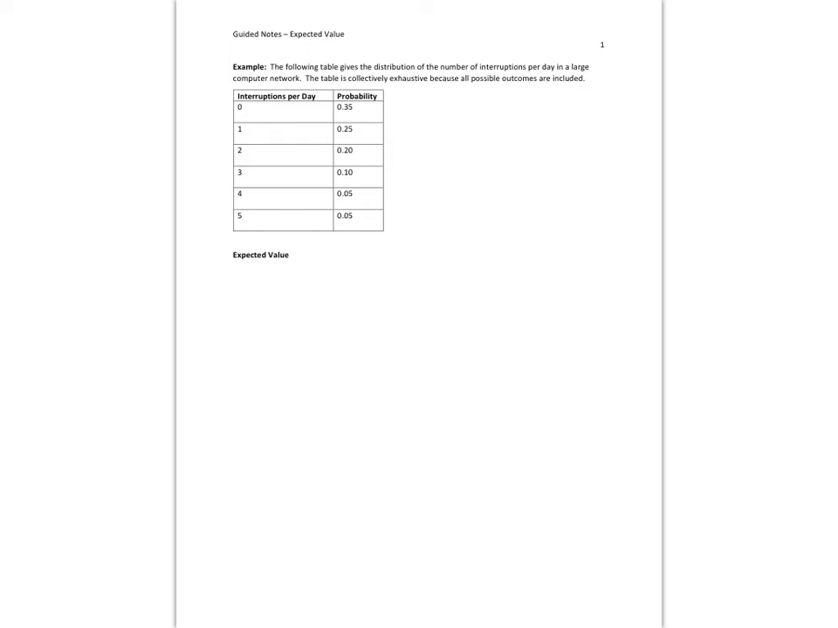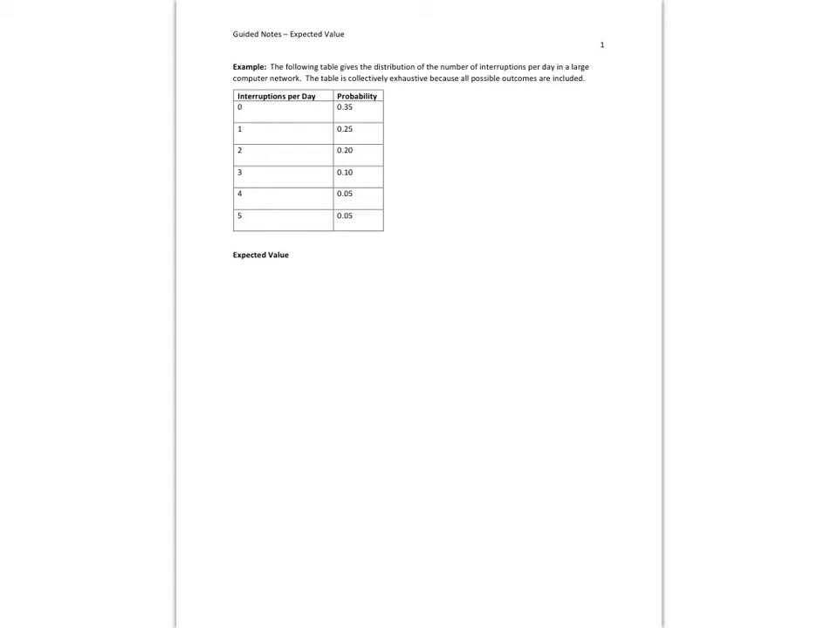Let's start by getting our formulas from the past video for expected value. That would be the expected value formula, the variance, and the standard deviation. The following table gives a distribution of the number of interruptions per day in a large computer network. For 0 interruptions, the probability is 35%. One interruption, 25%. So you see what it represents.